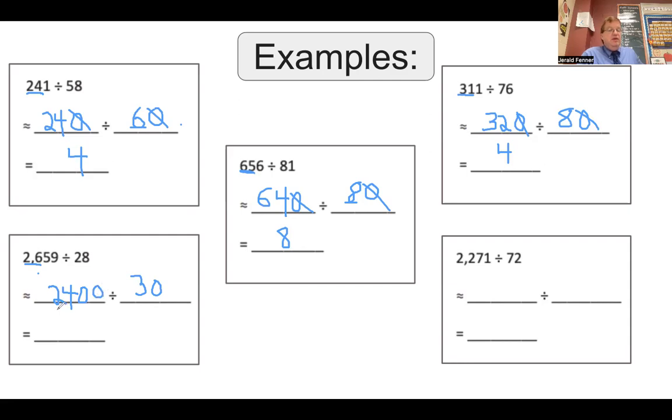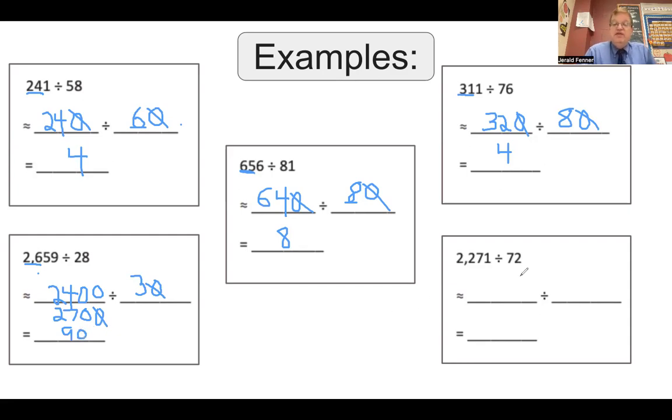Now, let me ask you, could you have also said 27? Sure. And actually, 27 is probably closer to 2,659 than 2,400. So we'd really want to go with 2,700, which would actually equal, whoops, forgot to cross off my zeros, which would actually equal 90.